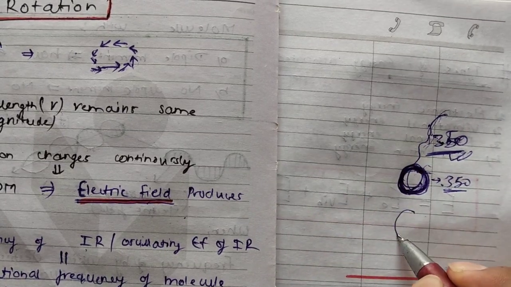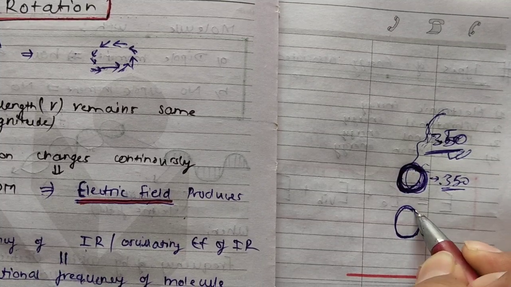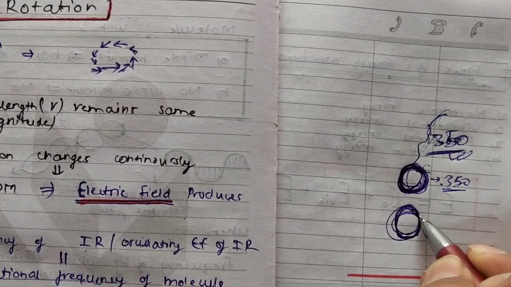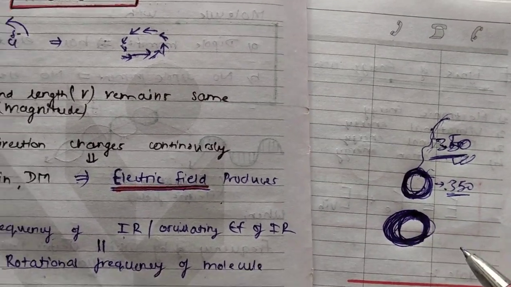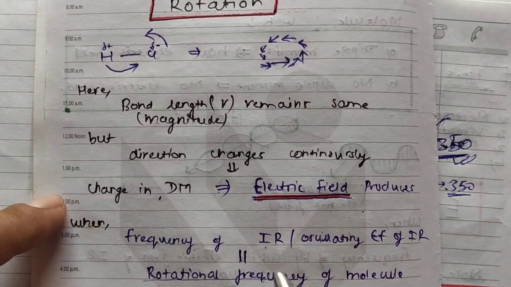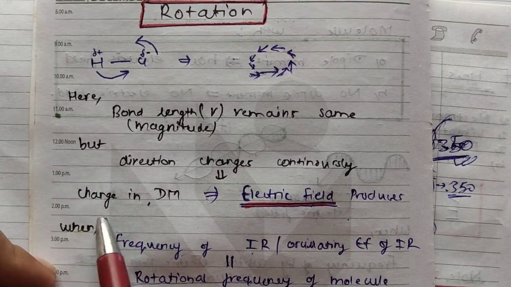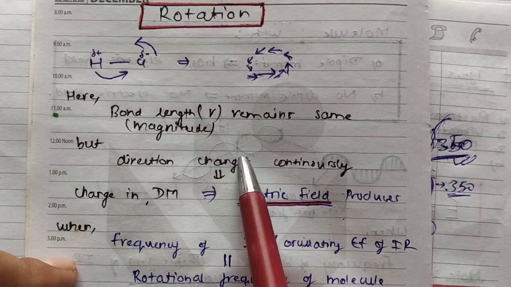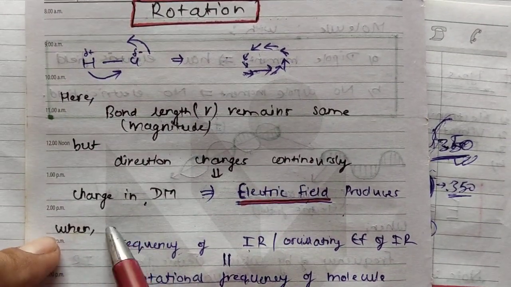Before, the rotation has a certain frequency. After the absorption of IR, the frequency of rotation will increase. When the rotational frequency increases, the change in the dipole moment also increases. Due to the increase in the change in the dipole moment, the electric field also increases. So there is a change in the electric field, and a change in the dipole moment.